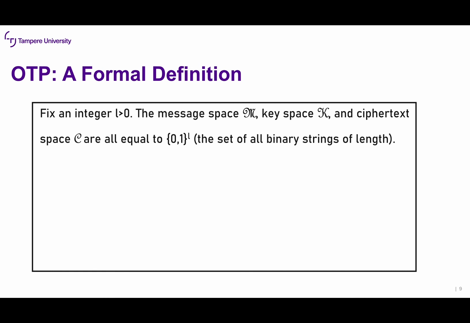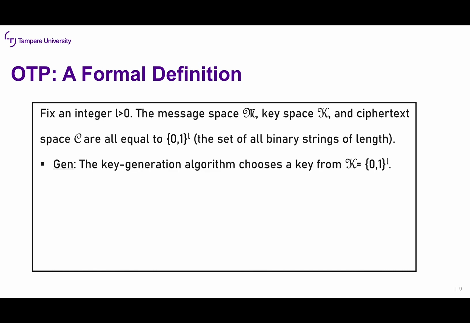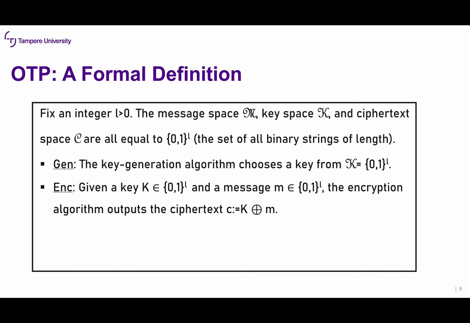So this bracket {0,1}^L denotes the set of all binary strings of length L. Now we have the generation algorithm that basically chooses a key from the set of all binary strings of length L. Then we have the encryption algorithm that takes as input the key K that was generated earlier and the message M from the set of all binary strings of length L, and the encryption algorithm outputs the ciphertext C, which is equal to K XOR M.